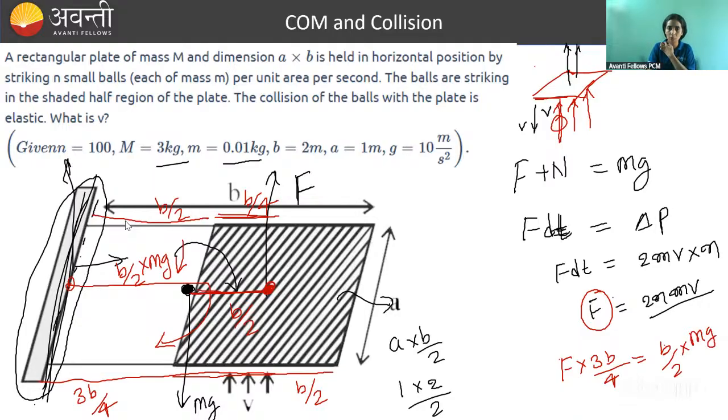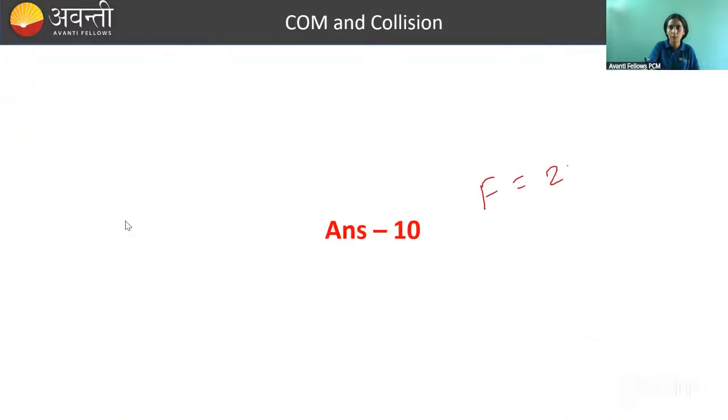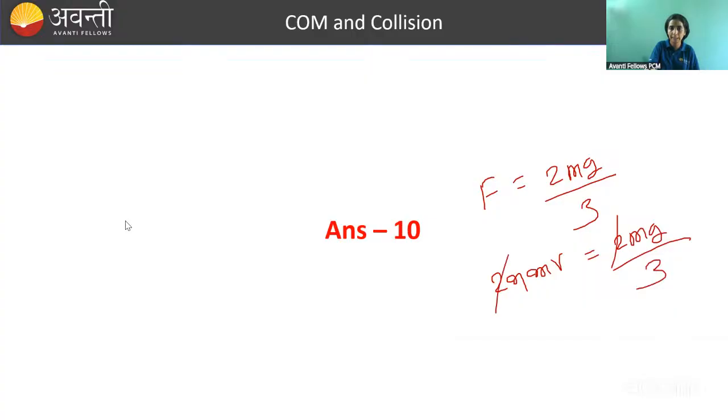Now equate both. Cancel B. This 2 will get cancelled. What do we have to calculate? What is V? Okay, so F equals how much? 2mg by 3. Let's put it here. F equals 2mg by 3, and F equals what? 2nmv. So this is 2mg by 3. This 2 will get cancelled.